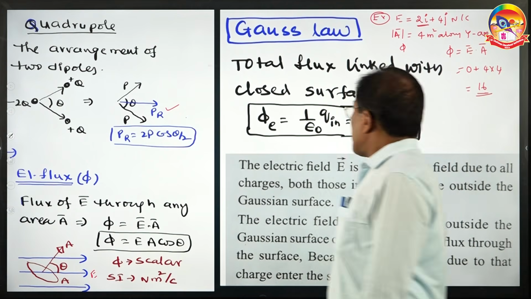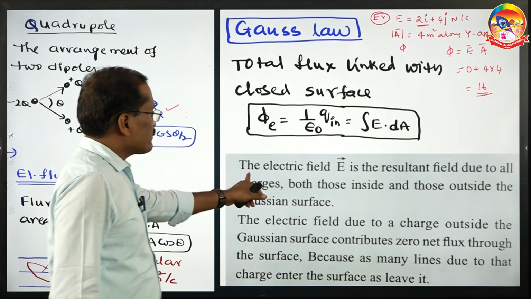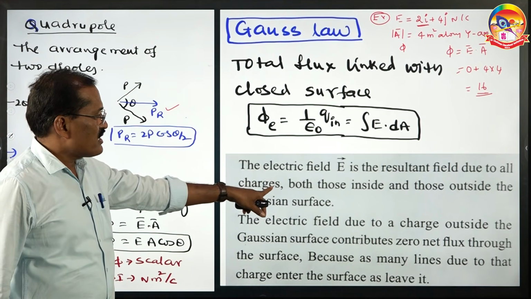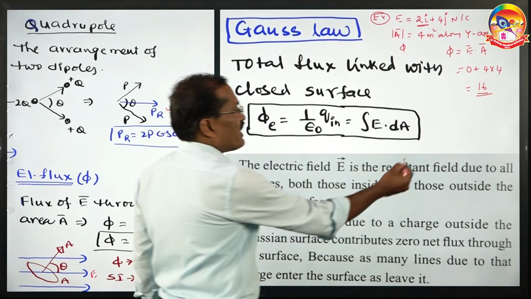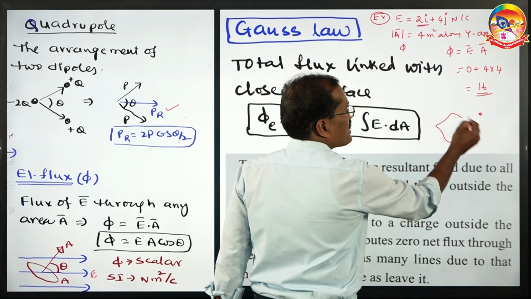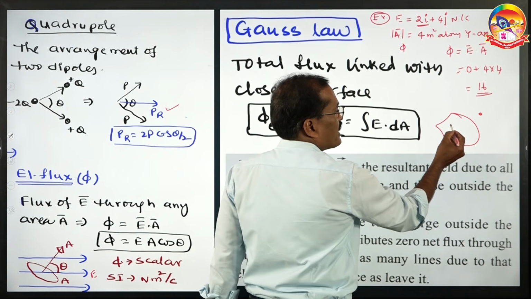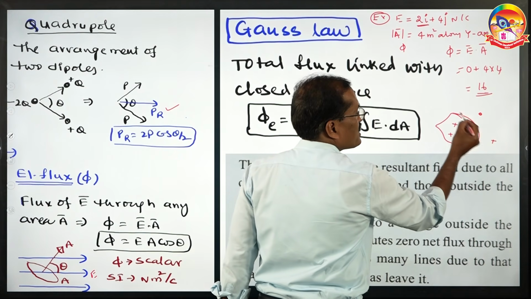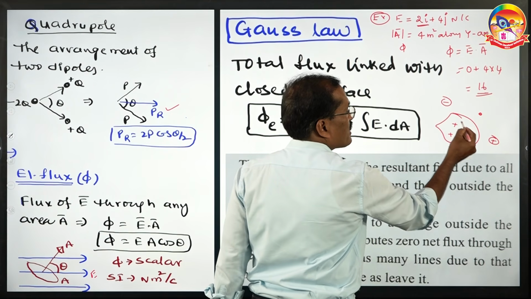Now this is one simple theoretical point. Electric field intensity is the resultant field due to all the charges. For example, if you want to find the electric field here, let us take that this is a Gaussian surface, and here is one charge particle, here is another charge particle, here is one charge, here is one charge, like many charges are there.